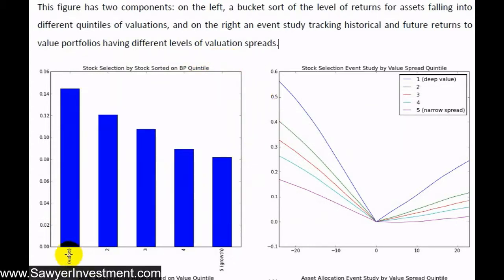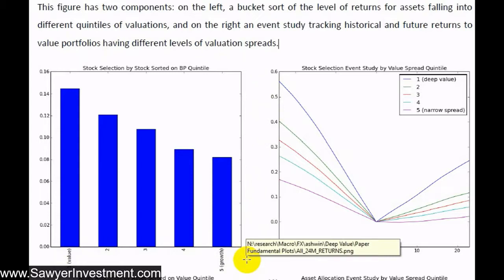And so the ones that are ranked 1 are considered to be the value portfolios, and those are the top 5th with the highest book-to-price ratio. We also have down here in the 5th group the growth companies, and those are the ones with the lowest book-to-price ratio.